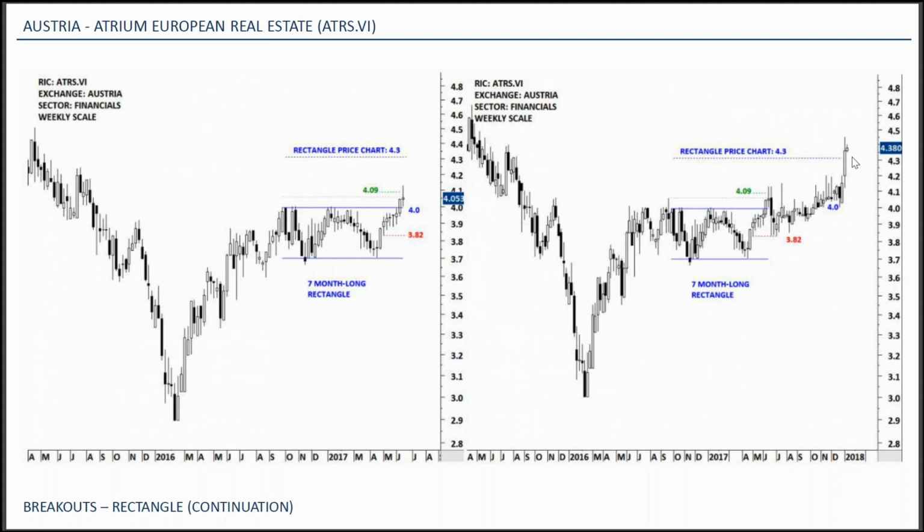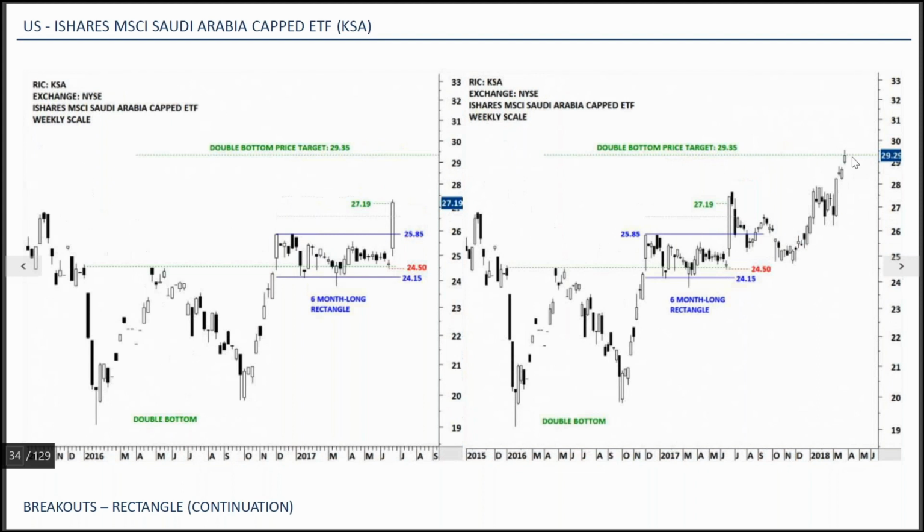Depending on your style, you might wait for a pullback, but when I confirm a breakout opportunity, it's when the trigger 3% daily close takes place. That week, the breakout alert is issued on the website.